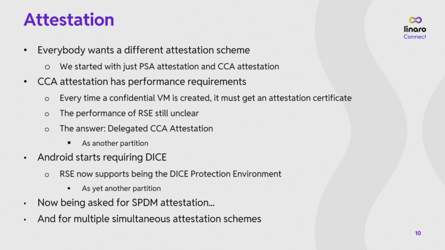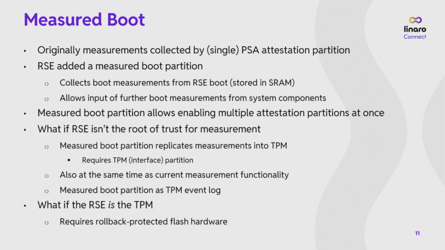That worked quite nicely, although we ended up with three attestation partitions now, because we did finish CCA attestation before delegated attestation turned up. Then we started seeing this requirement for DICE and the DICE protection environment, which we have another partition for now. And then we're being asked for SPDM attestation, and we're going to end up with another partition for that. So we're up to 5 attestation partitions. And we're also starting to be asked for having multiple of these at the same time. For example, we might end up doing PSA attestation and DICE attestation at the same time, which actually turns out to be not too bad.